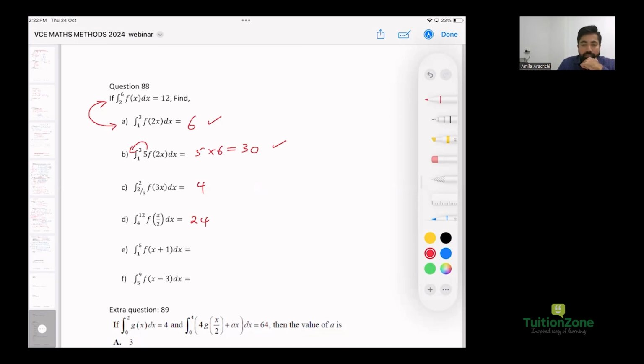Also, I can see the limits have been changed. It's 2 to 6. Now it's become 1 to 5. So if you consider that as well, what's the answer you think? 12. You think it's 12? Yeah, you're right. Is it a guess? Kind of. This is how it works. I mean, you're right. The answer is 12.